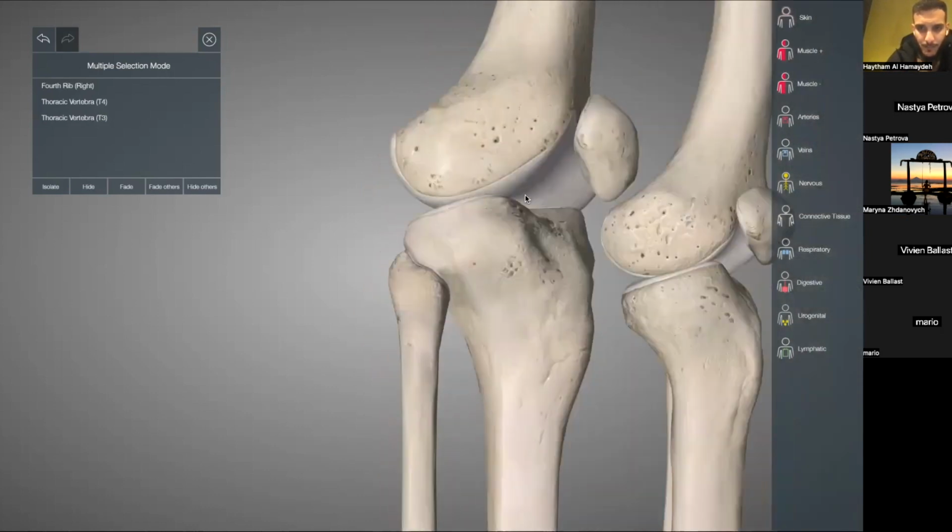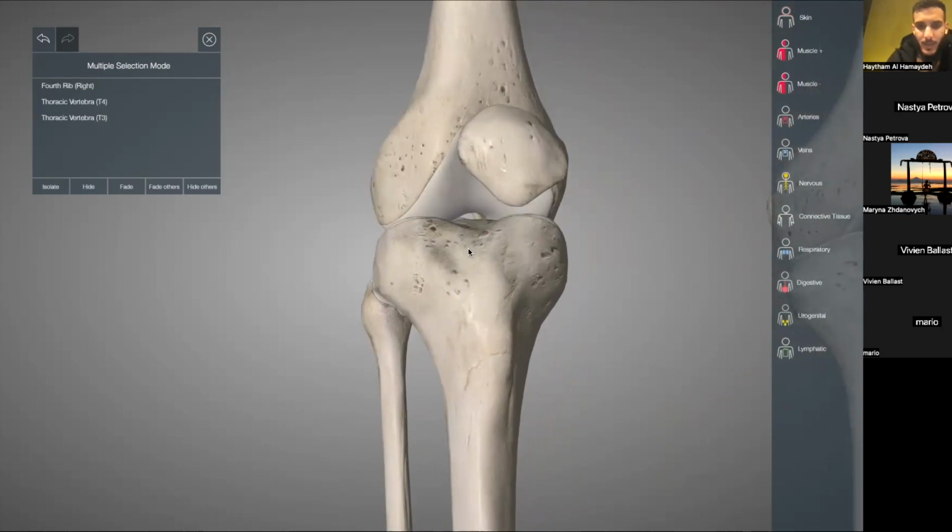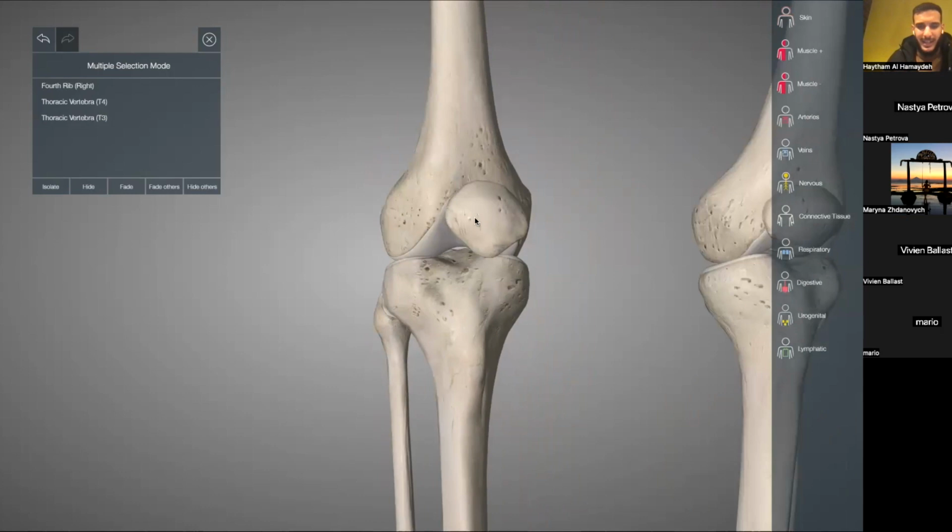Now, bones: femur, tibia, patella. Articular surfaces. A question for all of you. Is the patella in any way able to articulate with the tibia?